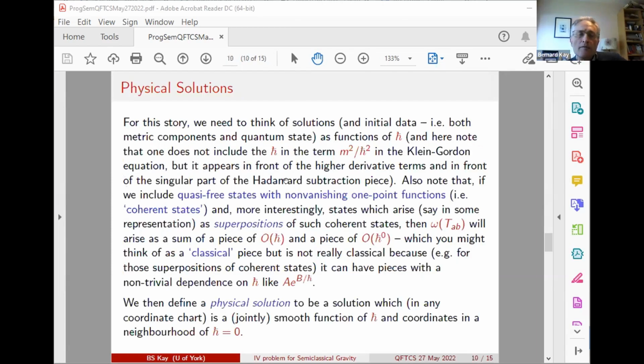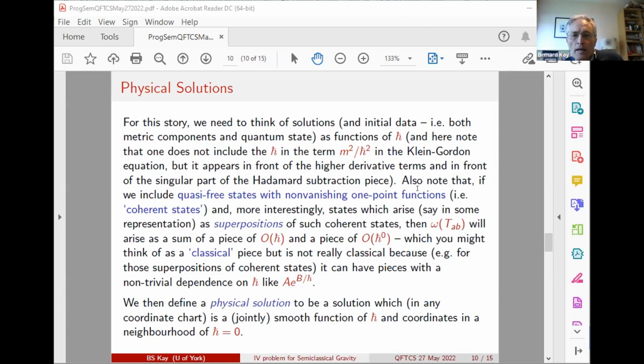Now, it turns out that the set of all solutions of semi-classical gravity is too big, and we want to restrict it to a smaller set of what we call physical solutions. And this is all to do with those unwanted higher derivative terms that inevitably accompany semi-classical gravity. And for this story, we need to think of solutions as functions of hbar.